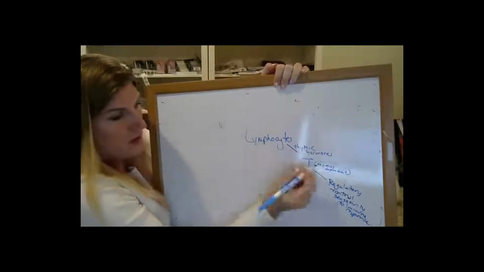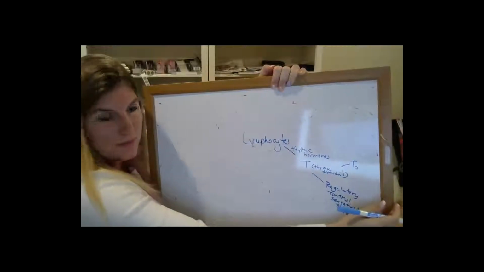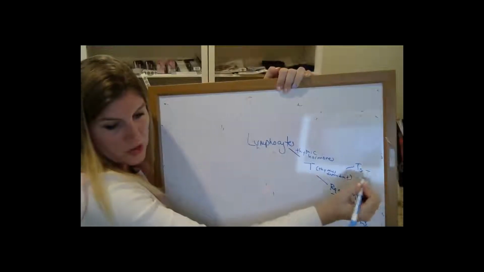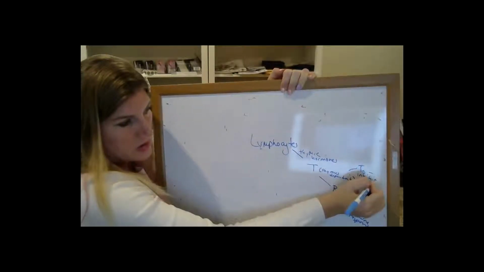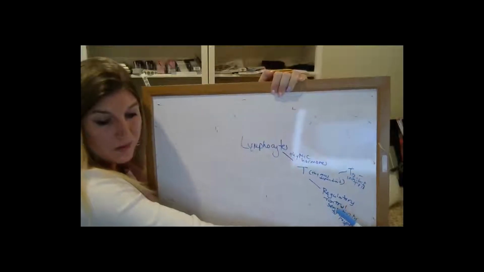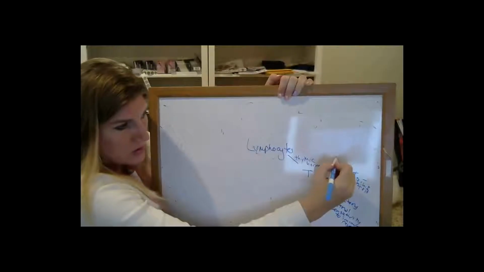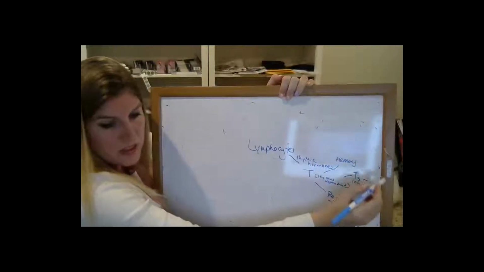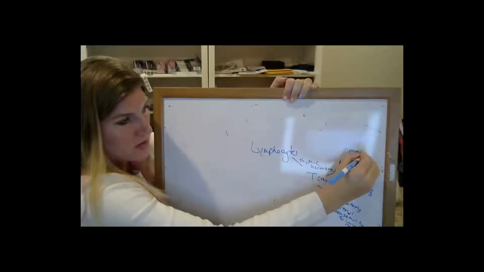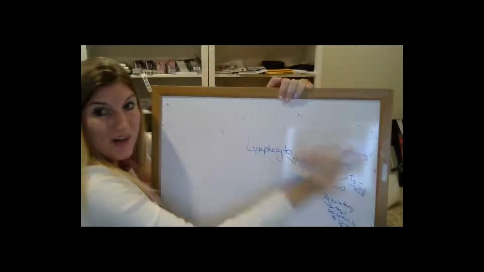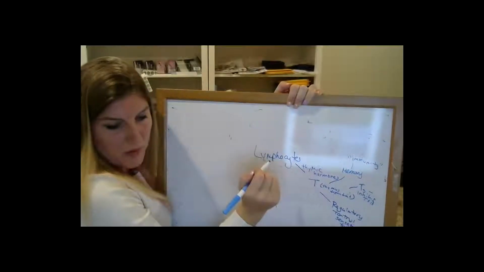We have suppressor T cells, TS, little s, that's suppressor. These are going to inhibit T cells and B cells. I'm just going to write inhibit T and B. We don't have a whole lot of room here. There are memory T cells, which provide "immunity." I'm immune to that because you have memory T cells or memory B cells, which we'll talk about in a minute.